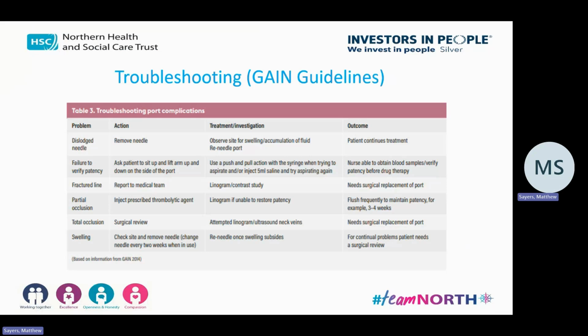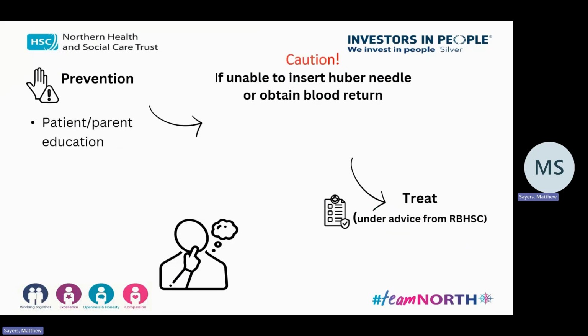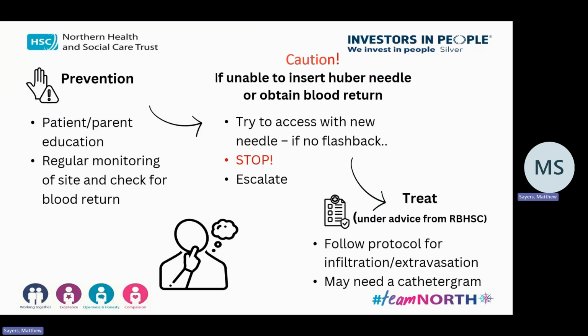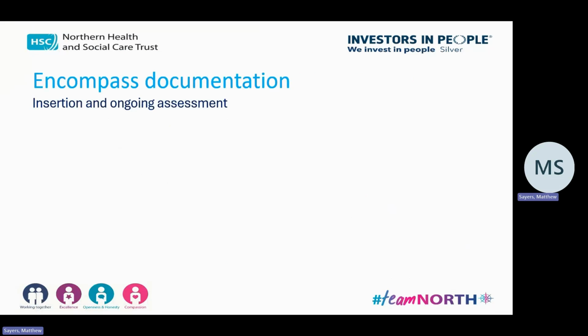So a bit of movement or a cough even might help with that. If you've tried those simple measures and you can't get a flashback, you stop and you escalate. And then under advice from a senior, you follow whatever protocol they're telling you to do for infiltration or extravasation, but most of them need to go up the road and get a catheter graft to be sure.